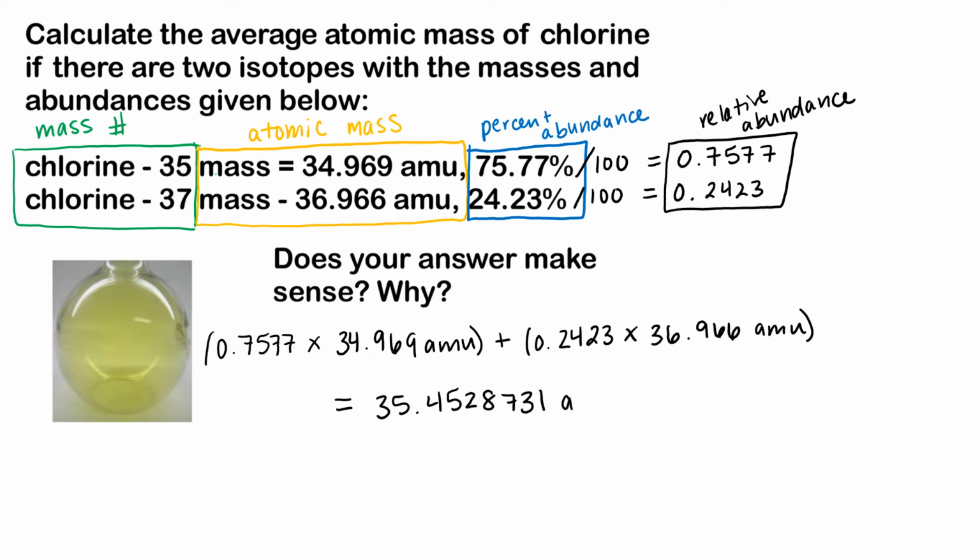And so when we go ahead and plug this into our calculator, we get an unrounded answer of 35.4528731 AMUs. And the reason that AMU is our unit is that we have AMU plus AMU. And so since the units are the same, they're going to remain just as AMU in our final answer.